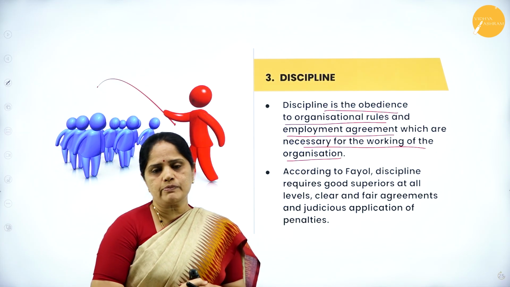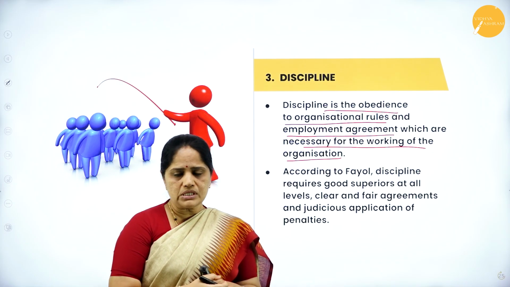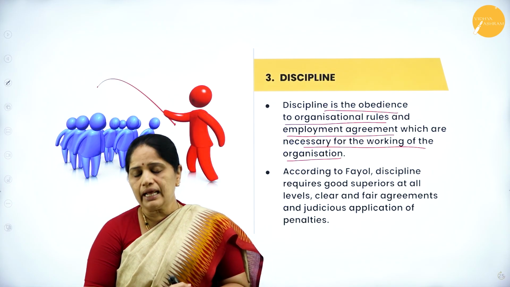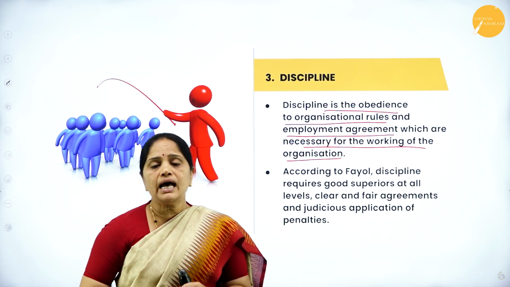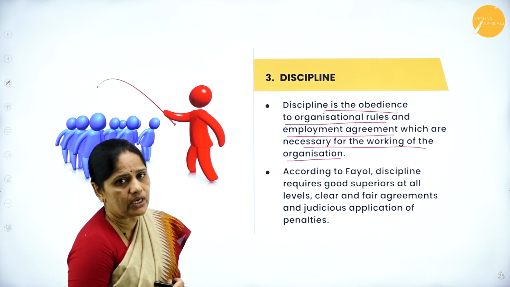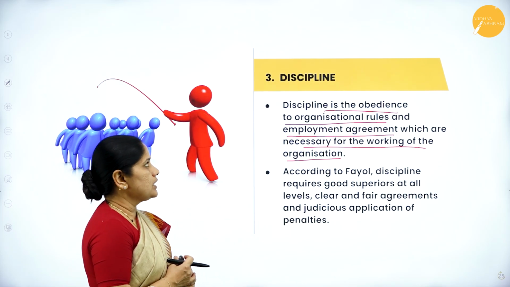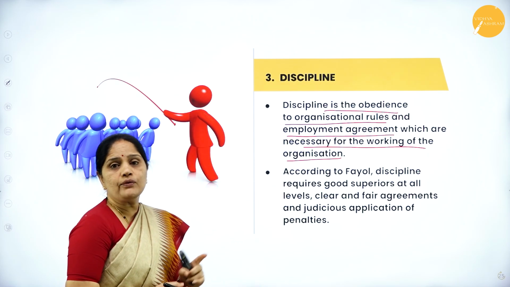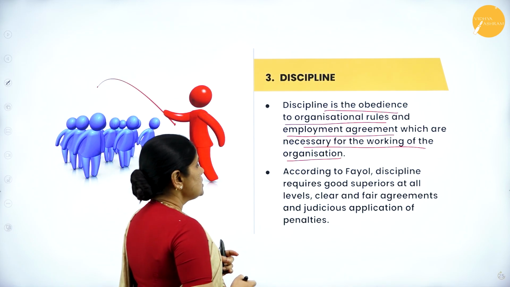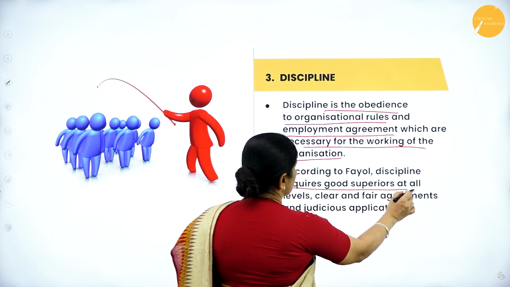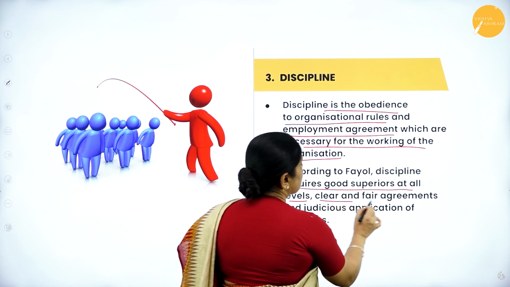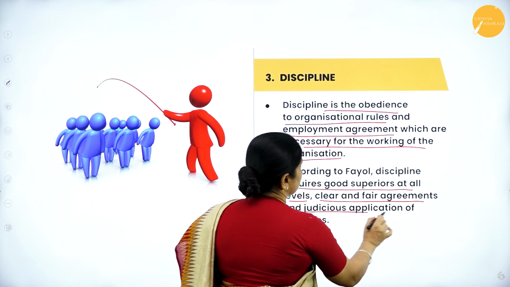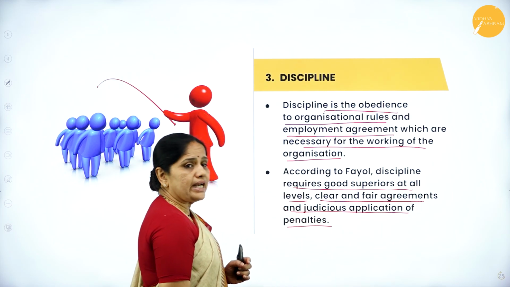So, whatever the respect they have, whatever the rules of the organization are, each and every employee has to follow the rules and regulations of the organization. Only if they follow the rules can we ensure discipline within the organization. Discipline requires good superiors at all levels, clear and fair agreements, and judicious application of penalties.